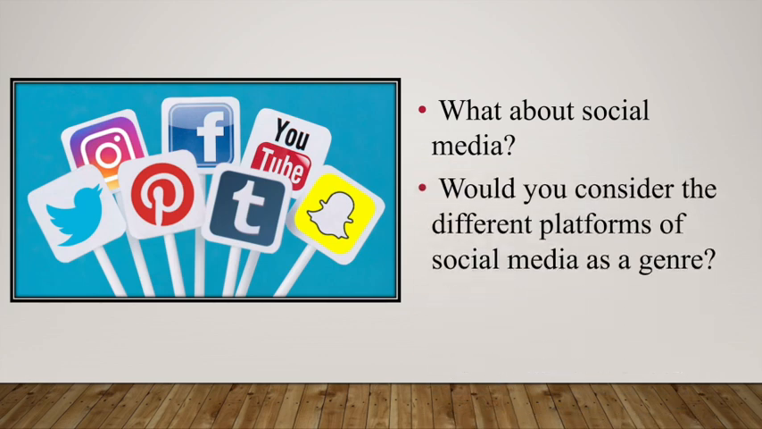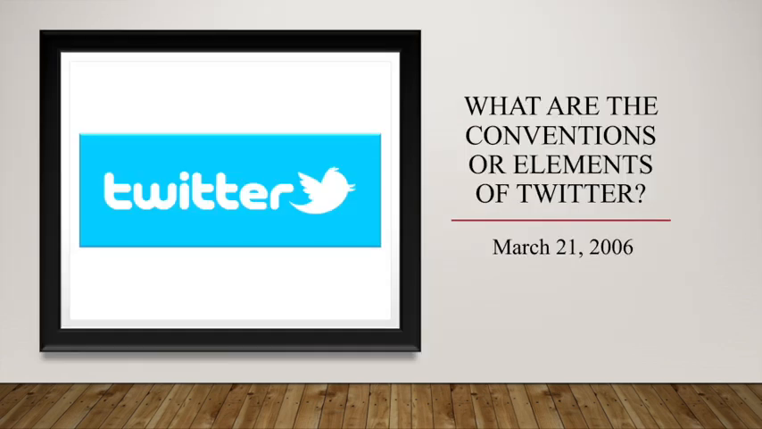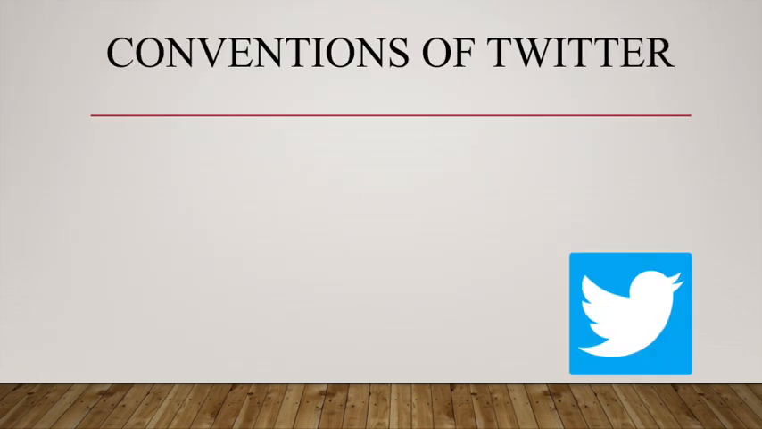Would you consider the different platforms of social media as a genre? Let's take a look. Let's run it through those things that we talked about. Let's talk about the conventions or elements. And I have the date there for a significant reason we'll talk about later. But March 21st, 2006 is actually the date that Twitter came out. So let's look at the conventions or elements of Twitter for just a second.